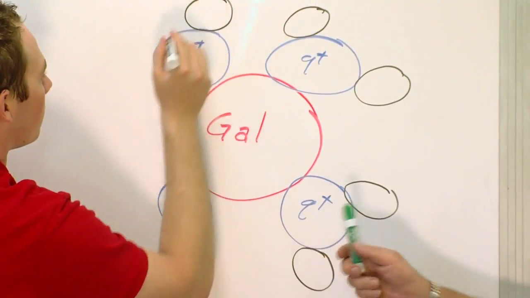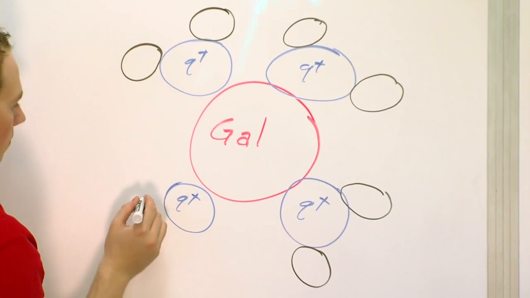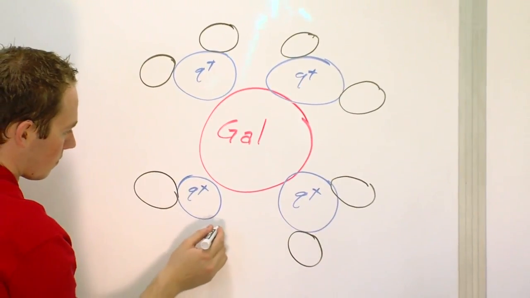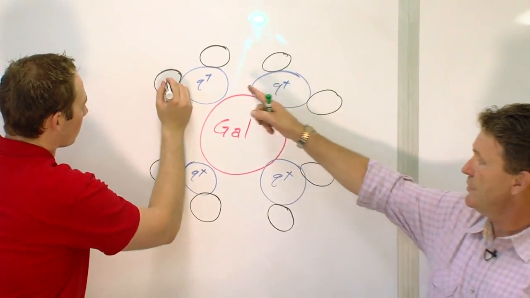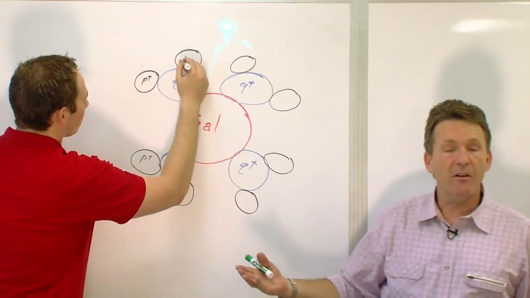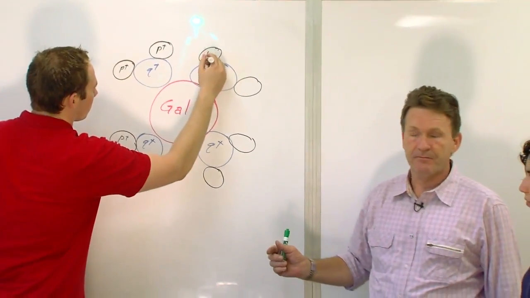How many quarts are in a gallon? Come closer, please. 4. How many quarts are in a gallon? 4. 4, and how do you figure this one out? 1, 2, 3, 4. The question is now, how many pints are in a gallon?